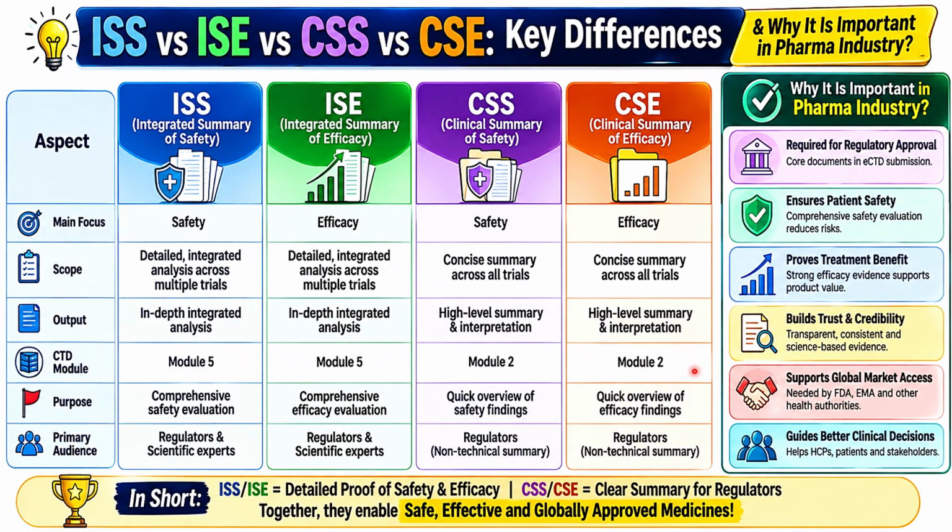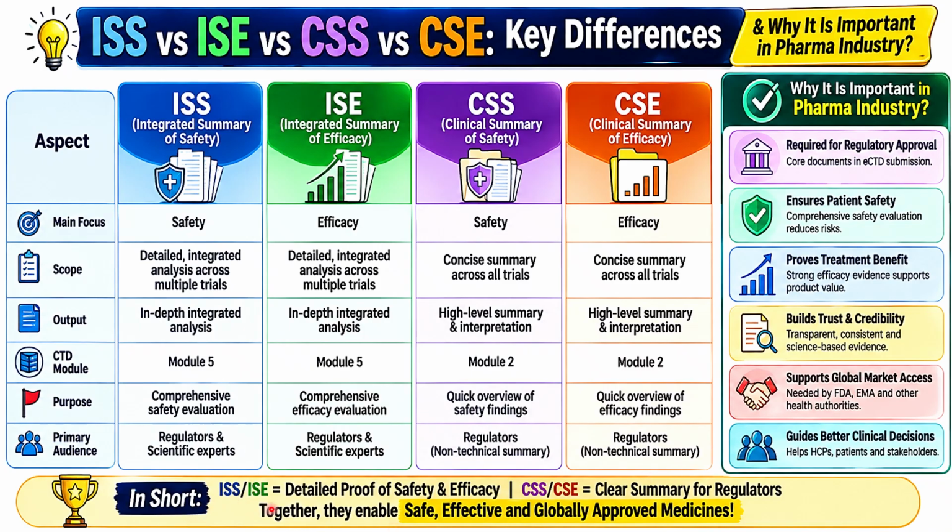CTD module is 2. Quick overview of efficacy findings, whether the clinical trial has a good narrative so that a better interpretation can be given, so guidance can be given as to how this molecule is going to work in the market. So these are all quick findings that need to be submitted to regulators, as a non-technical summary. So this is what the key differences are between these four terminologies.